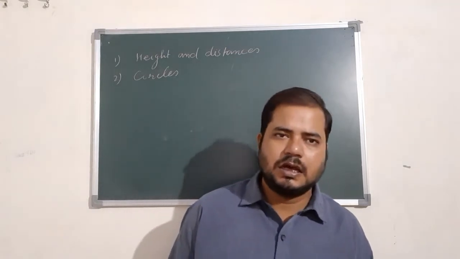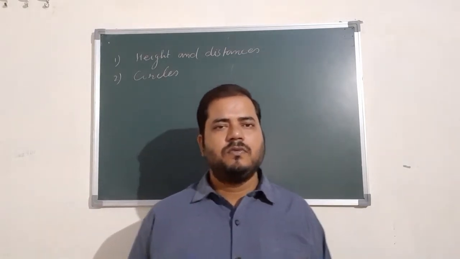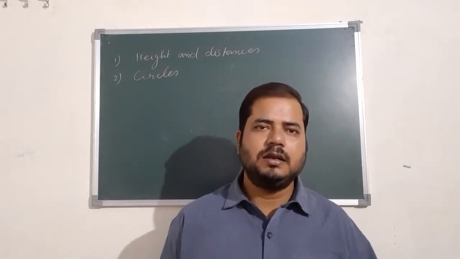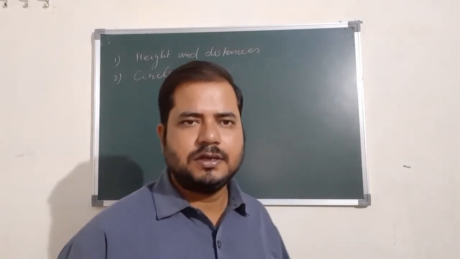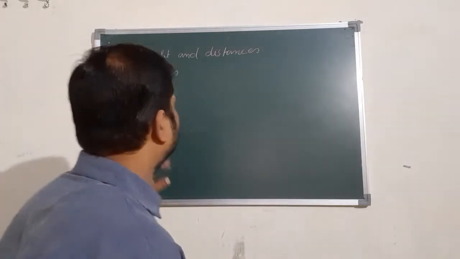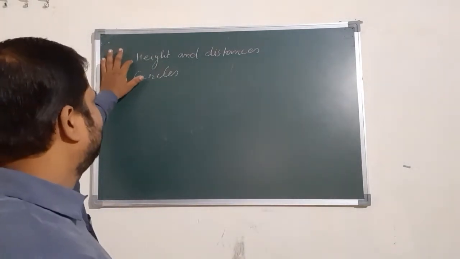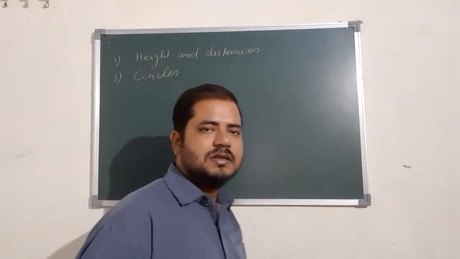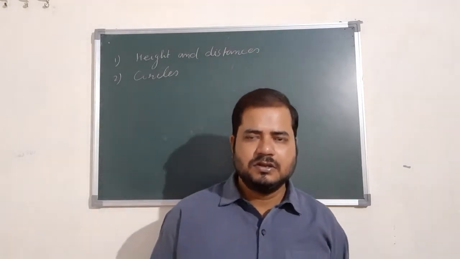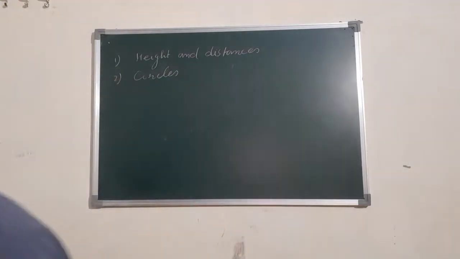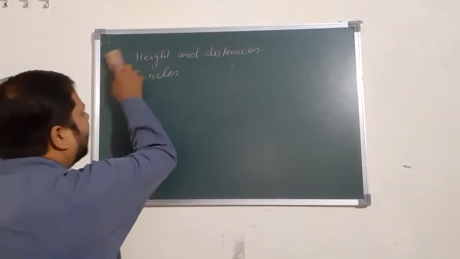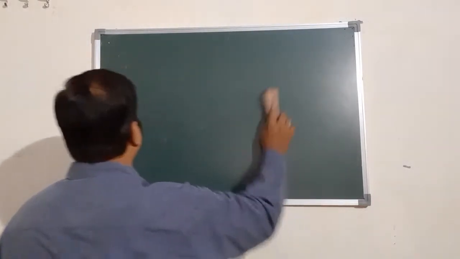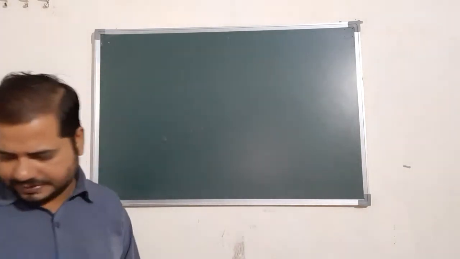So in this class we will discuss whatever the topic we had in last week. We just recap, we just revise it, okay? So in class 10, the first topic is height and distances and second one is circles. So first we see whatever the facts we use in height and distances and then circles.